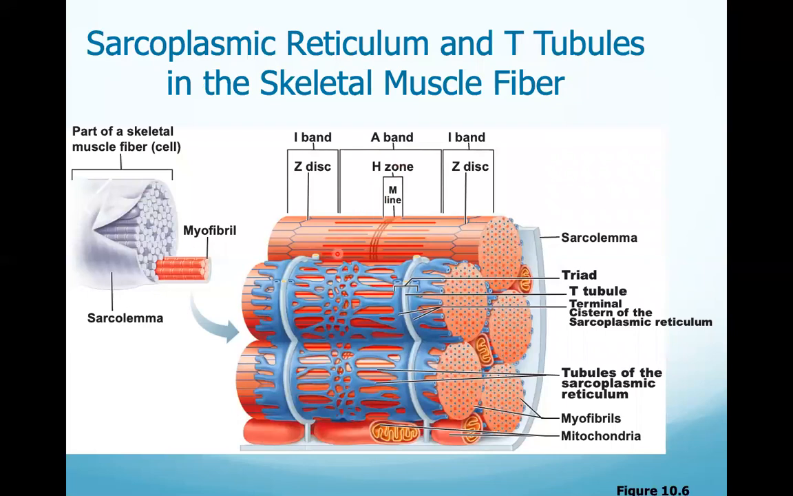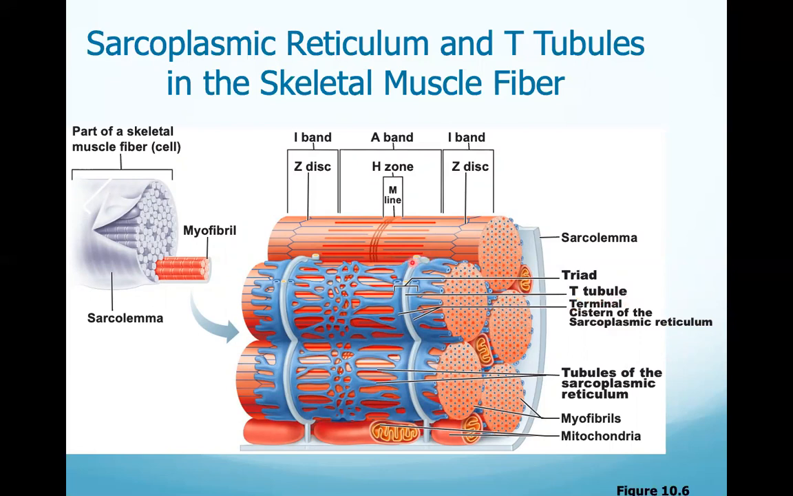Now, if you look at this again, wrapped around these myofibrils, you have this blue network of structures. These are your sarcoplasmic reticulum. And running within or between your sarcoplasmic reticulum are these, again, invaginations inside the sarcolemma, which are called the T-tubules.